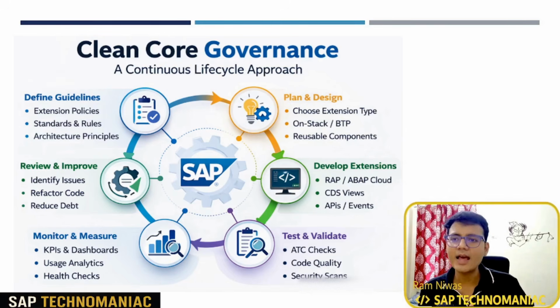Now we come to the tests and validations. Each and every object, as I told you, goes through the ATC checks, code quality and security scan. After doing all these things, we come to the KPIs. These are very important things. SAP has given a lot of tools, like the ATC checks, which we will discuss in the next slide. For those tools, we have to make sure we have a dashboard in place.